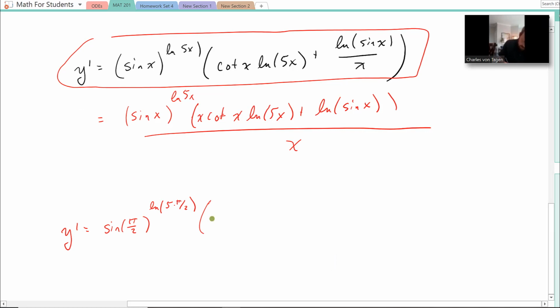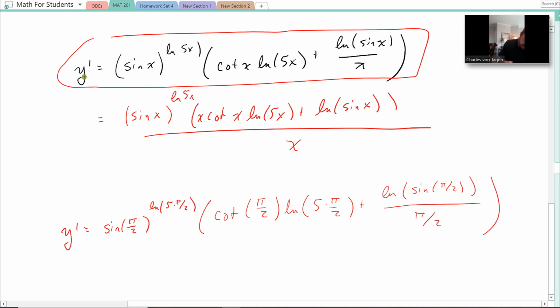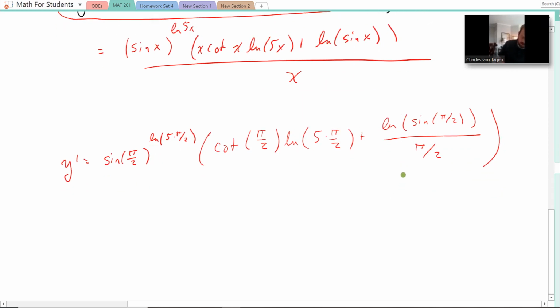Times, I'm going to go ahead and use this version of our answer. So times the cotangent of pi over 2 times the natural log of 5 times pi over 2 plus the natural log of the sine of pi over 2 all over pi over 2. Now what a mess. All I did, folks, was take my answer from before and plug in for each x the value pi over 2.